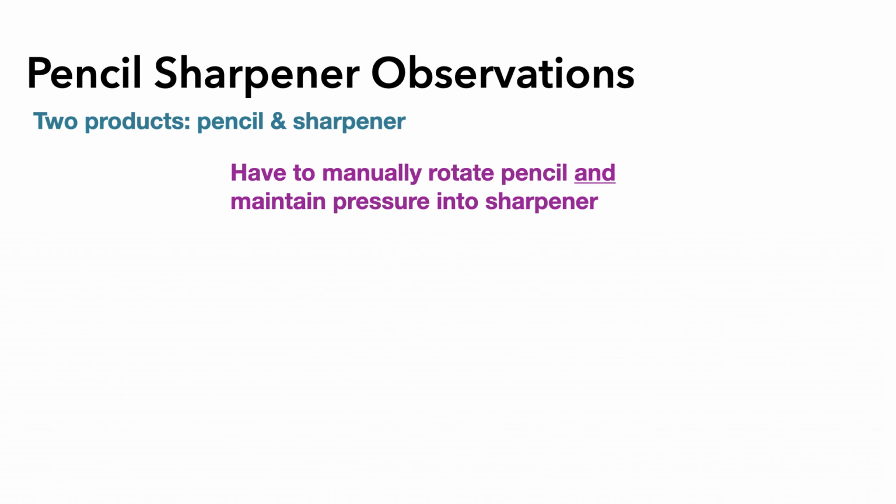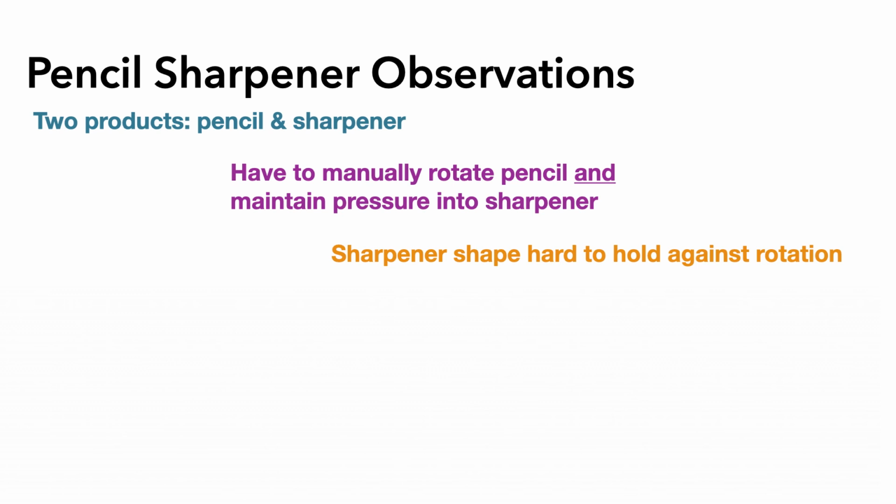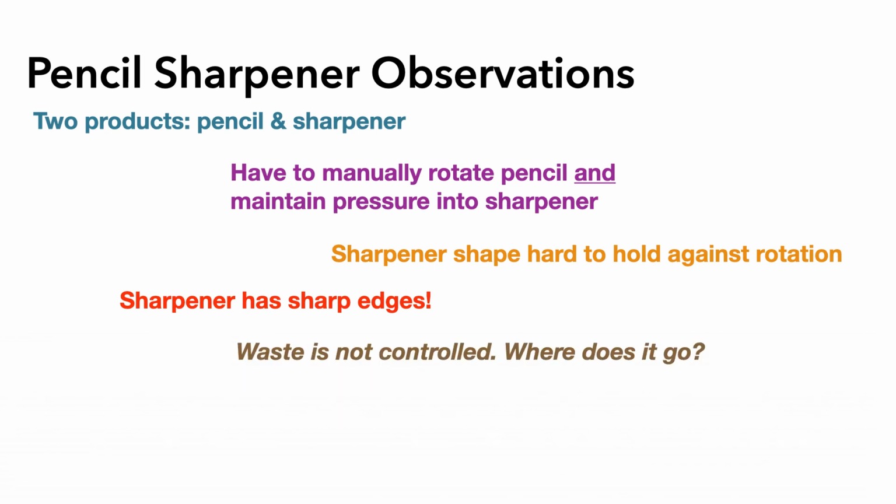The sharpener shape itself is actually quite hard to hold against the rotation of the pencil, and I'm sure we've all had a pencil jam in a sharpener. The sharpener actually has sharp edges, which makes it even harder to hold and makes me scratch my head. Why do they design them that way? The waste is not controlled. Where does it go? It falls somewhere. How do I know when to stop? How do I know when my pencil is sharp?